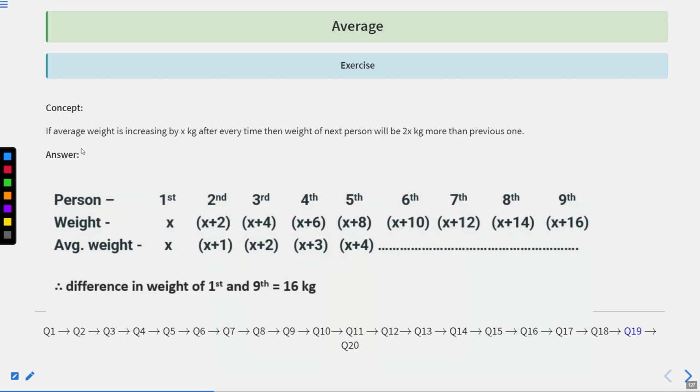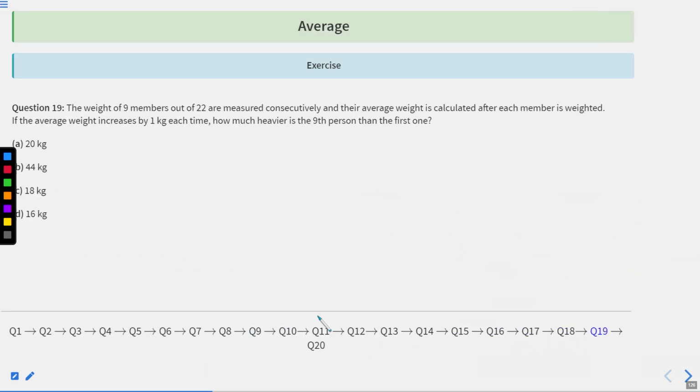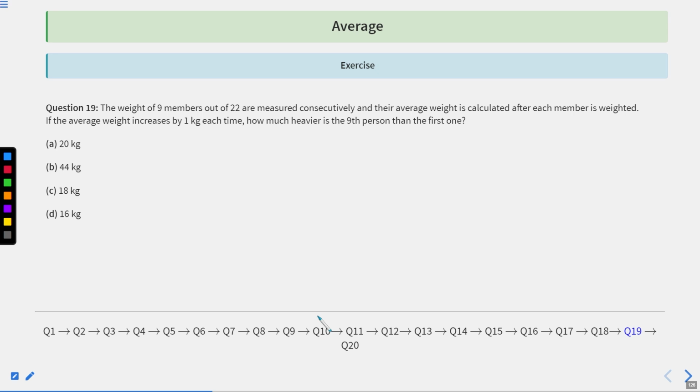So the key concept here is, if the average weight is increasing by x kgs every time, the weight of the next person will be 2x kg more than the previous person. So let's first draw a table: the first person, second person till ninth person weights are x plus 2, x plus 3, and it goes to x plus 16. So average weight is x plus 1, x plus 2, x plus 3, x plus 4, and so on. Therefore, the difference in weight of first and ninth is 16 kgs. So the correct answer will be 16 kg. That is option number D.